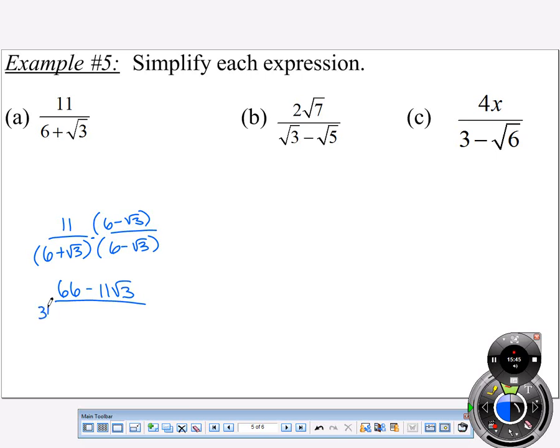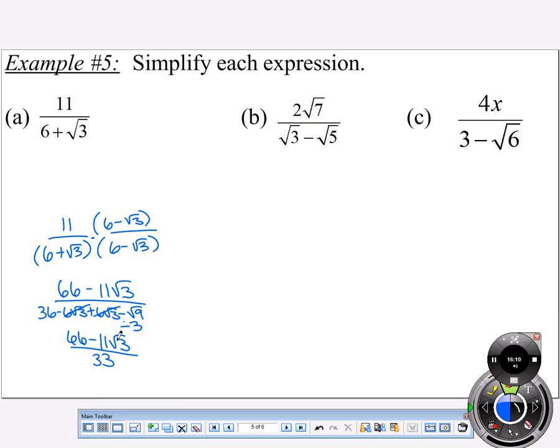So we're going to get 36 minus 6 rad 3 plus 6 rad 3 minus rad 9. Okay, so these cancel. Rad 9 is really the same thing as 3. So in the denominator, I have 36 minus 3, which will be 33. In the numerator, I have 66 minus 11 rad 3.